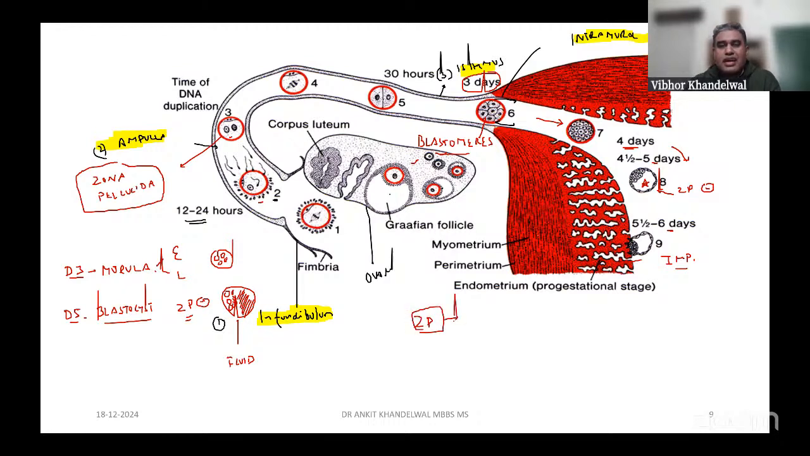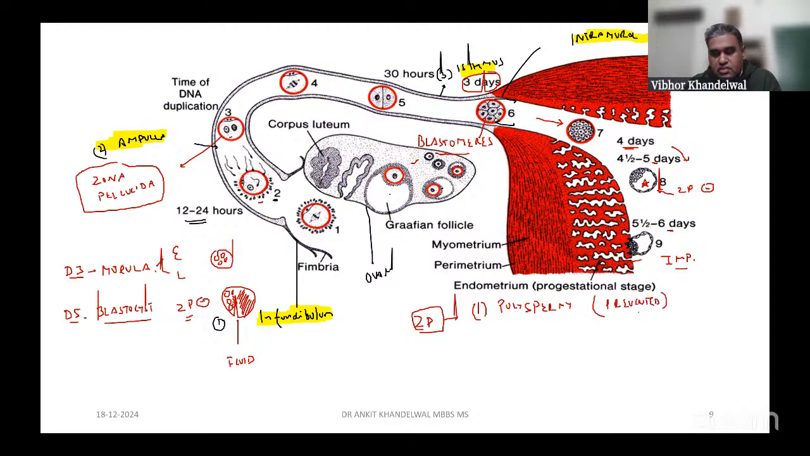Zona pellucida was there in the beginning because, first of all, it prevents polyspermy. Thousands, lakhs, or even millions of sperms reach the secondary oocyte. If all of them start to enter inside, there will be no progression of the developing embryo, right? So only when one sperm enters, all the others are disallowed to enter. So polyspermy is prevented. Isn't that very important?